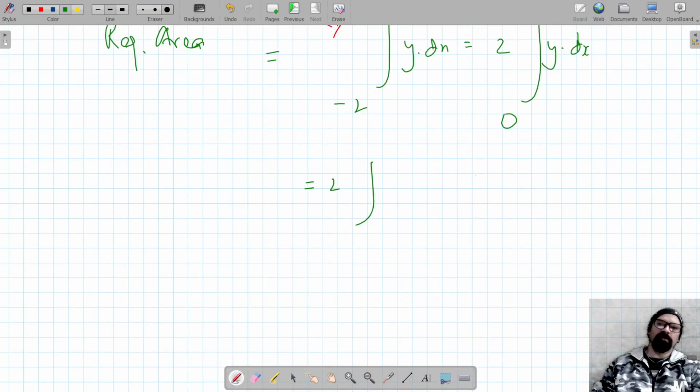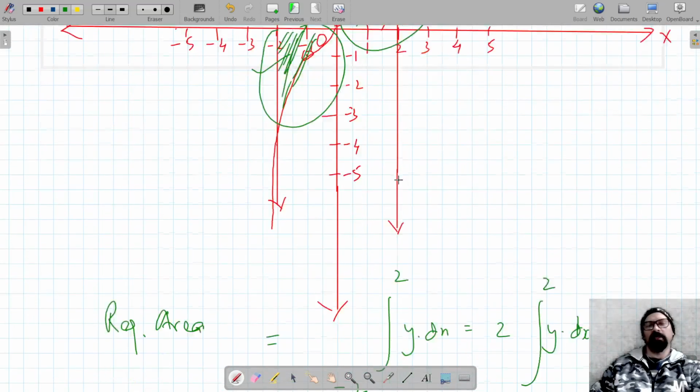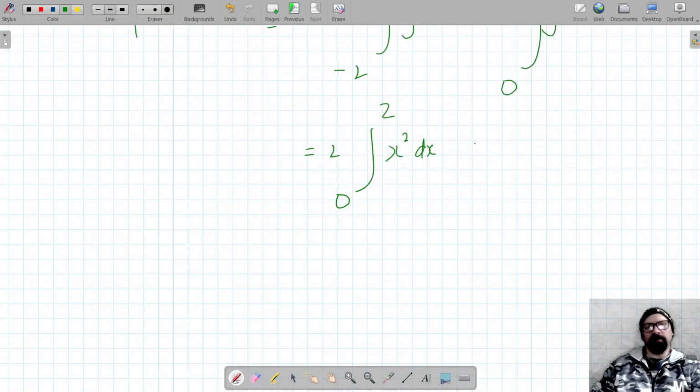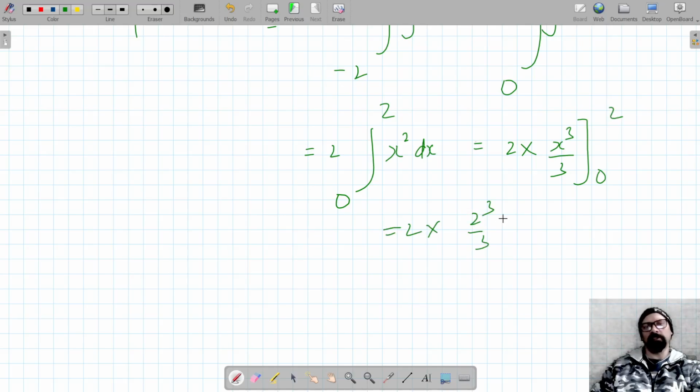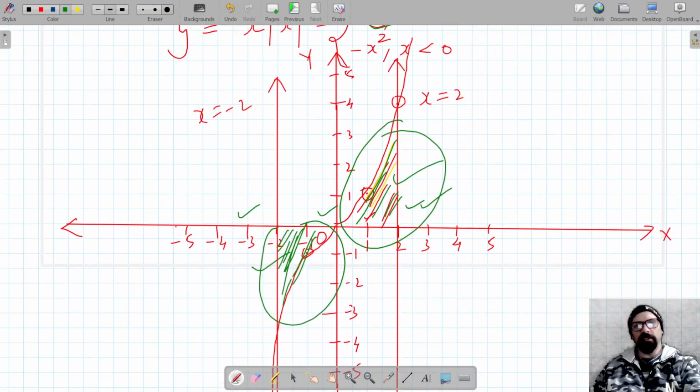Because x is positive, this y into dx should be x squared into dx. Now integration of x squared is x cube by 3 for the limits 0 to 2. So this is 2 into 2 cube by 3. Let's evaluate it. This is 2 into 8 by 3, which gives me 16 by 3 square units. So 16 by 3 square units is the required shaded area.